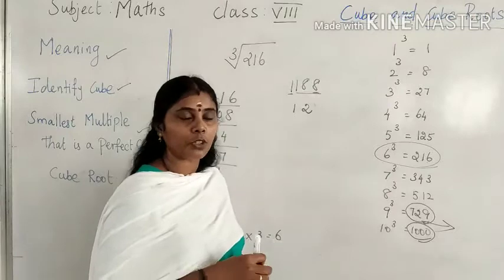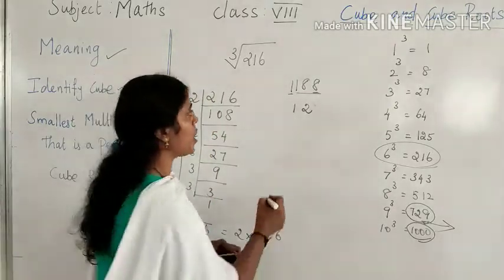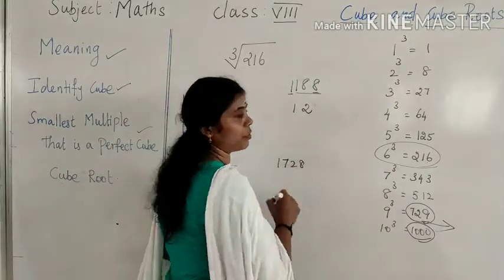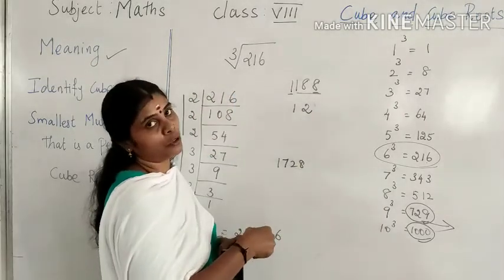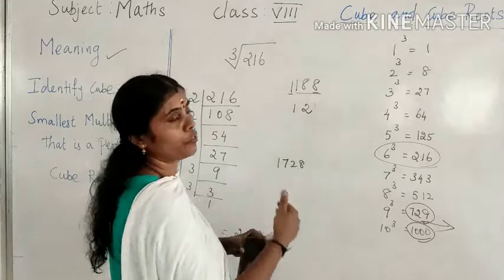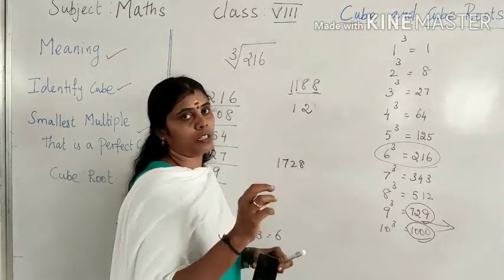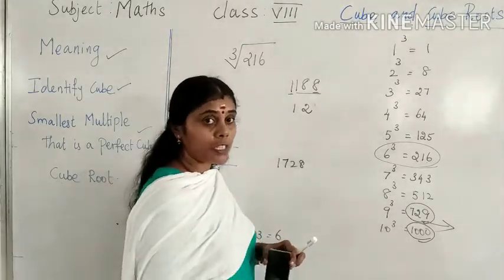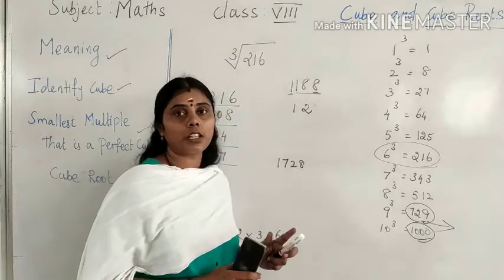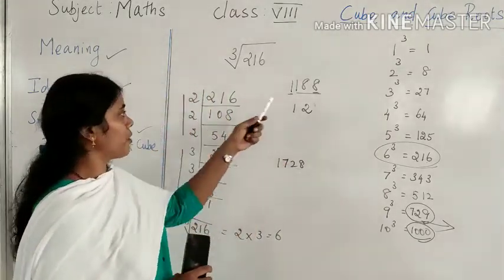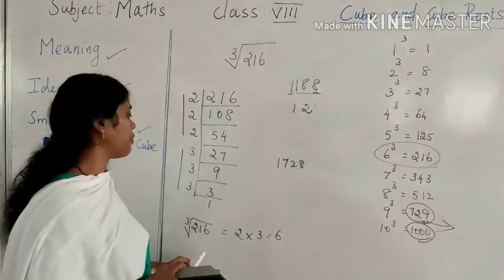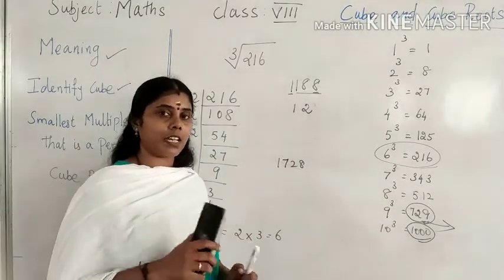You can check it with the cube also. 12 cube is 1728. You know that. This number is an approximate value only. So 12 cube is close, and the cube root of this one we can write approximately, that is 12. If it is a bigger number, this estimation method will be easy for you to find the answer. But if it is a smaller one, you can do it by prime factorization. You will get the exact solution.